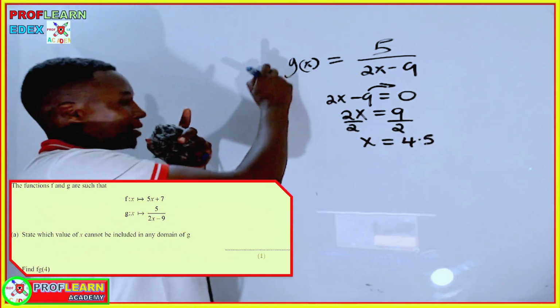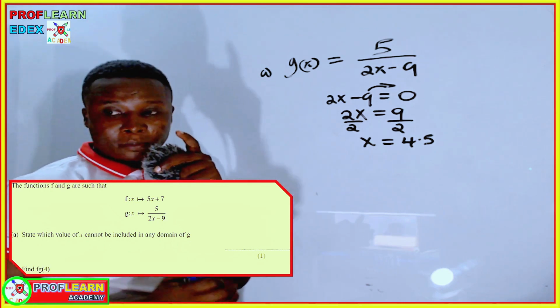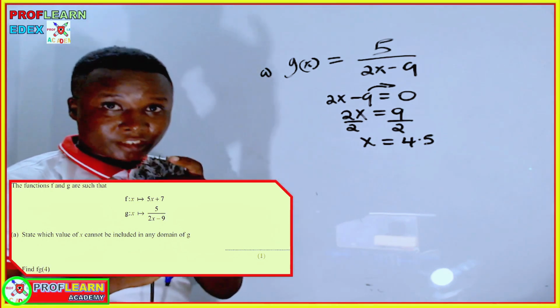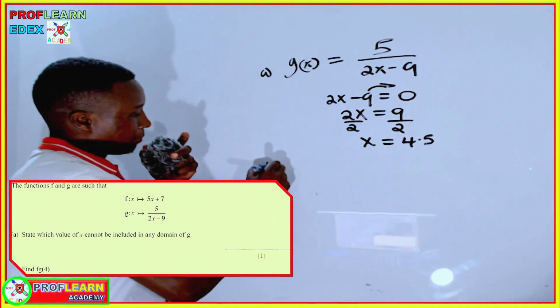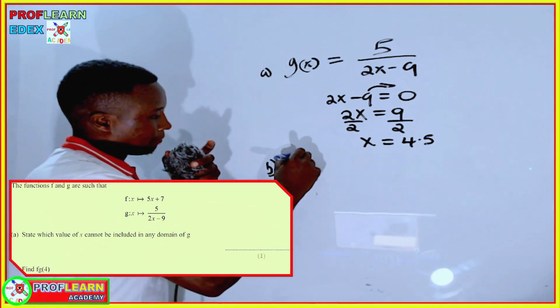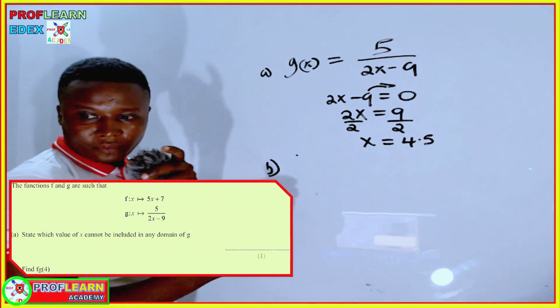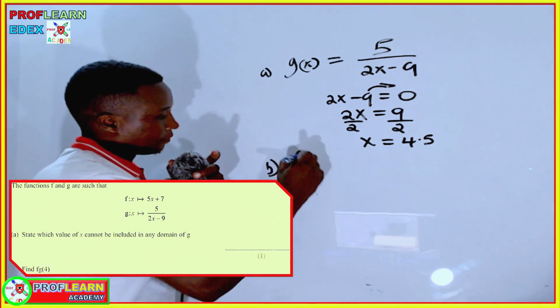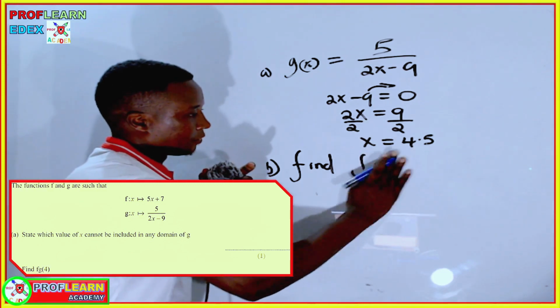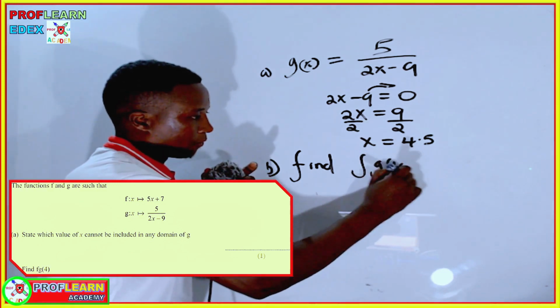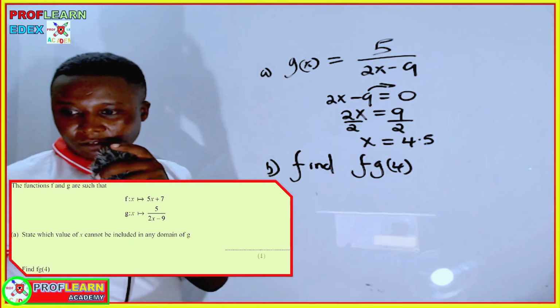So for part A, 4.5 should be excluded. The next part is to find. In part B, we are supposed to find f, find f g of 4, f g of 4.